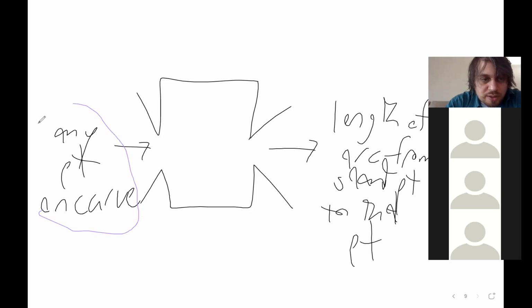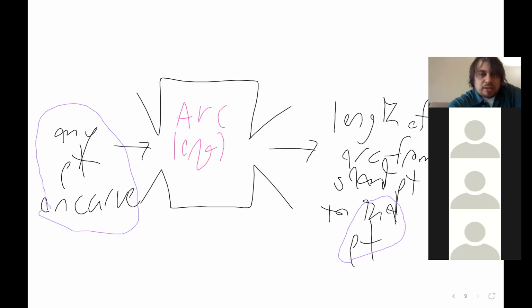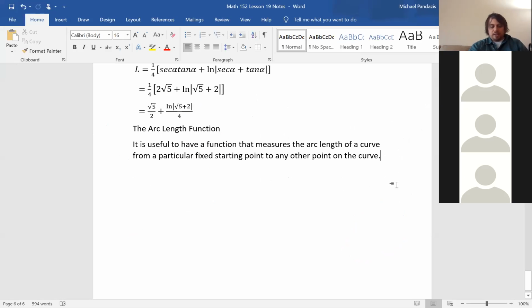Right, so any point on the curve. So if you take any point on the curve, it'll be the length of the arc starting from your start point to that point you inputted into it. And so that is the arc length function. Okay, so your arc length function, again, the input is any point on the curve, the output is the length of the arc from your fixed starting point to that point. Okay, so now let's talk about how you get this function.